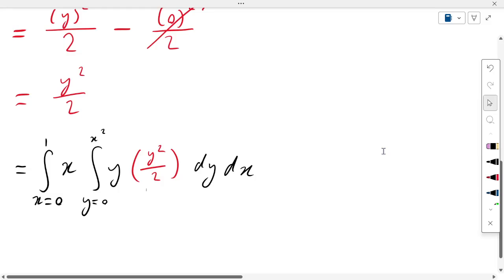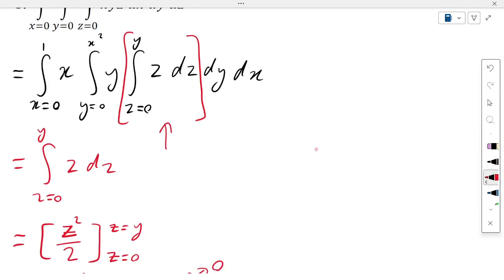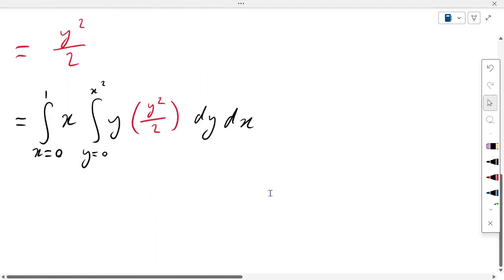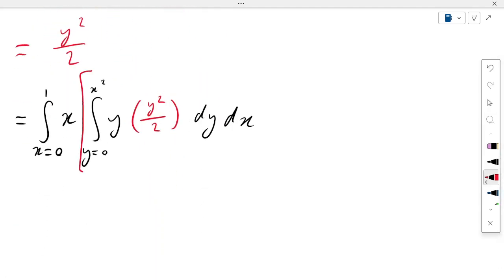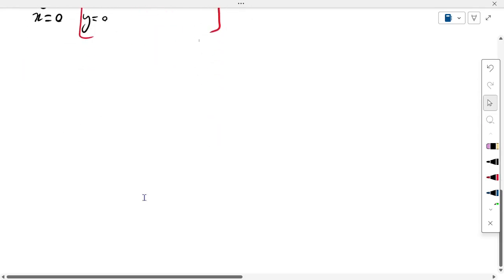But anyway, we have this now, which is evaluated from the integral over here with respect to z. So we're just going to continue. Now we're going to move on with this middle integral, which is with respect to y. And now we're just going to do the following. This is the new red that we're going to be working with.